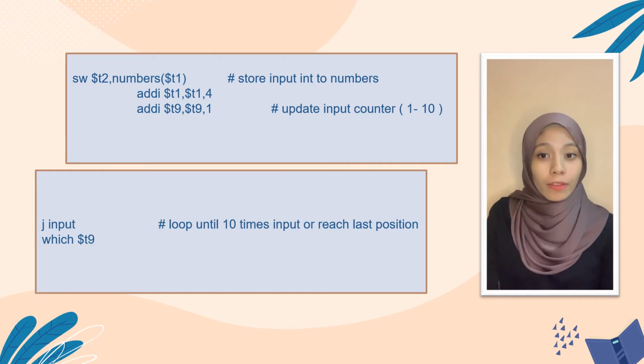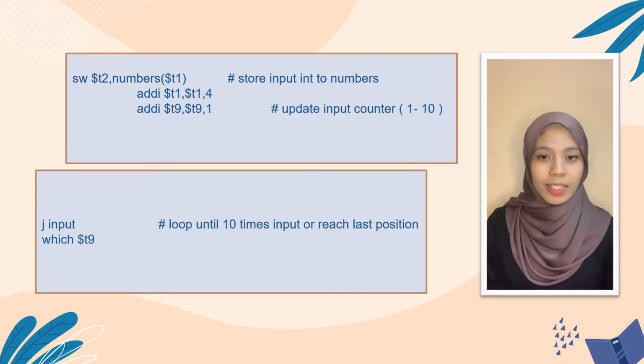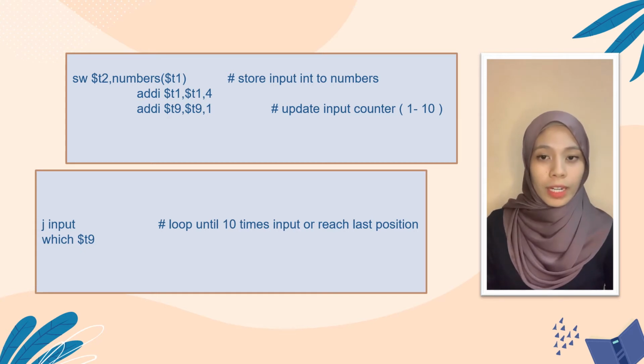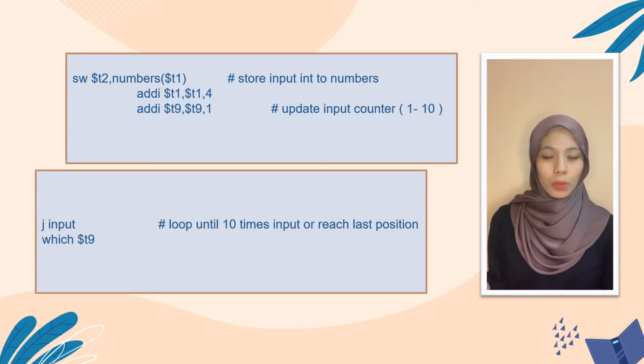Then we have the jump command, which means the program will go to the address that comes after the command. In this case, it will go back to the input. The program will loop until it reaches the last position of the numbers, where it will exit the loop and go to continue.